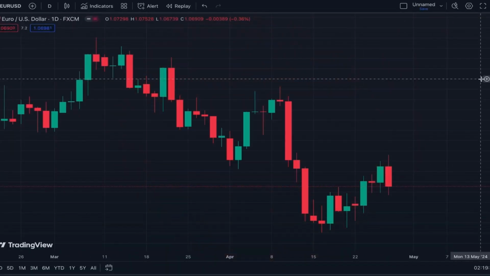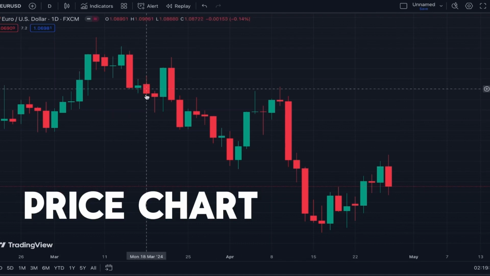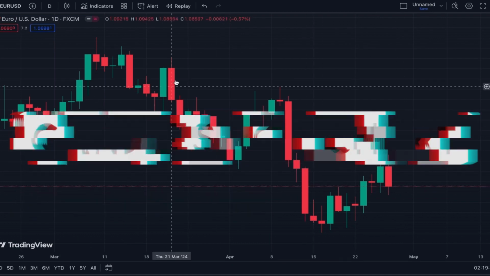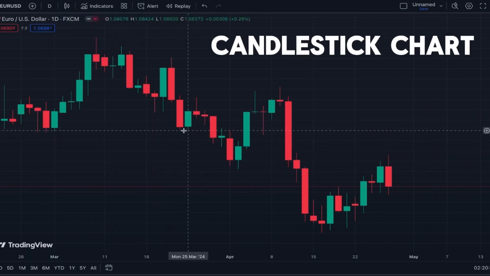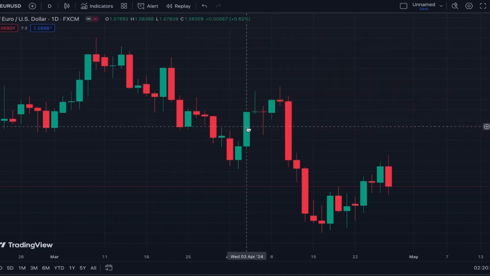Alright, in trading, one of the basic things that you learn is the price chart, a chart that shows the movement of the price. And the most common type of price chart is the candlestick chart. This chart that you see here, there are different types of price charts, but the candlestick chart is the most commonly used price chart among traders because it can give you more information about what happened during a time period.